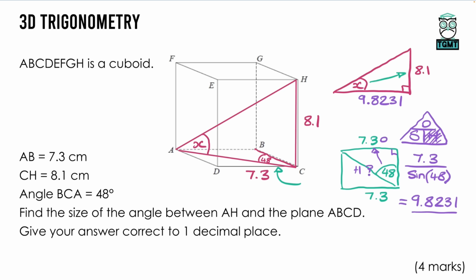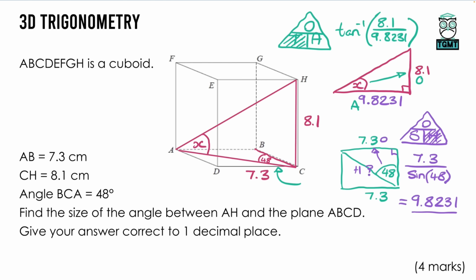So opposite this angle is the opposite. We don't have the hypotenuse, but we do have the adjacent. So this time we will use our tan formula. Whether you use it as a formula or whether you use a formula triangle, absolutely fine. When we're looking for the angle, we need to do the inverse of tan. So we're going to do tan minus 1, and then it's the O over the A. So 8.1 over 9.8231, and then we need to just type that into our calculator.